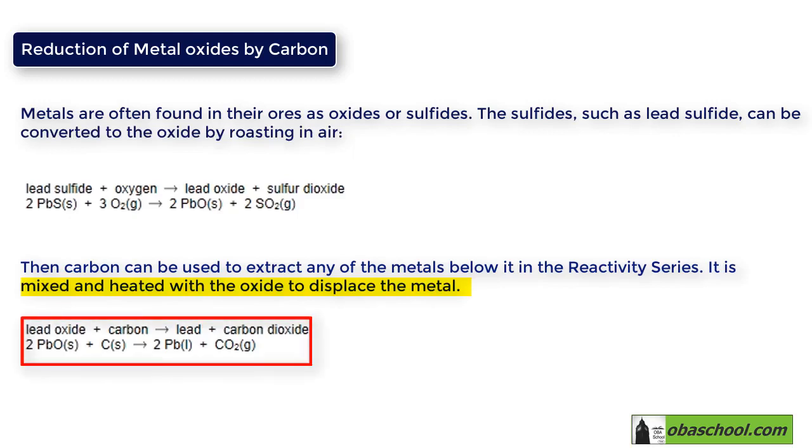2PbO, solid, which is lead oxide, plus carbon, C, gives 2Pb, lead, plus carbon dioxide, CO2, which is a gas. Remember that lead oxide and carbon are heated in order for carbon to displace the metal, which is Pb. Displace means takes its place and joins with oxygen to produce carbon dioxide, and Pb is left as simply lead.